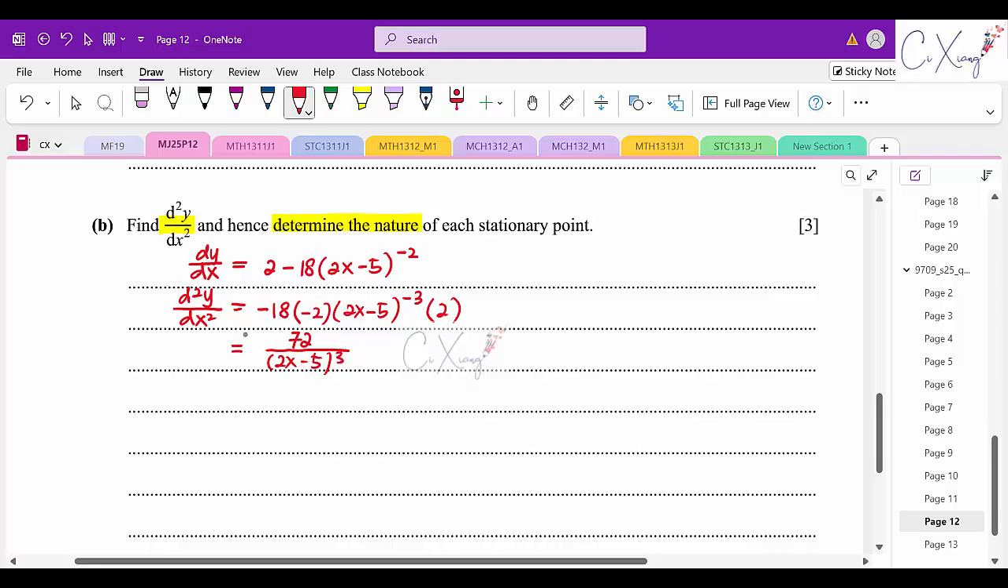But now I want to use it to decide which one is the maximum point, which one is the minimum point. Therefore, I substitute the x coordinate into my d square y over dx square. First, I substitute x equals to 4. For d square y over dx square, if I substitute x equals to 4, I'll be having 72 divided by (2x - 5) power 3. So the x here you substitute by using the 4, right? So I'm having 2 times 4, which is 8. Okay? Then you get the value, which is 72 over 3. And it is greater than 0. When you're having d square y over dx square greater than 0, basically you need to know that it is a minimum point. So (4, 6) is a minimum point.